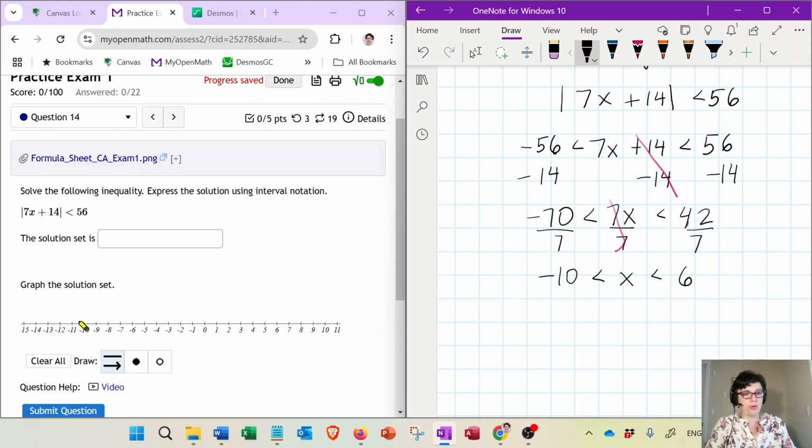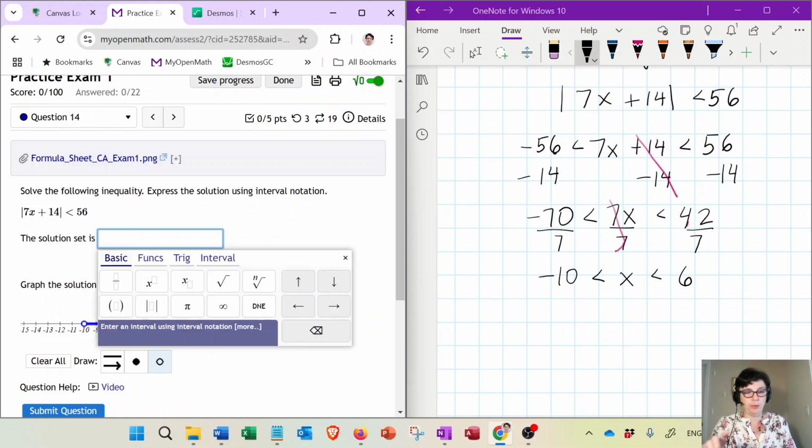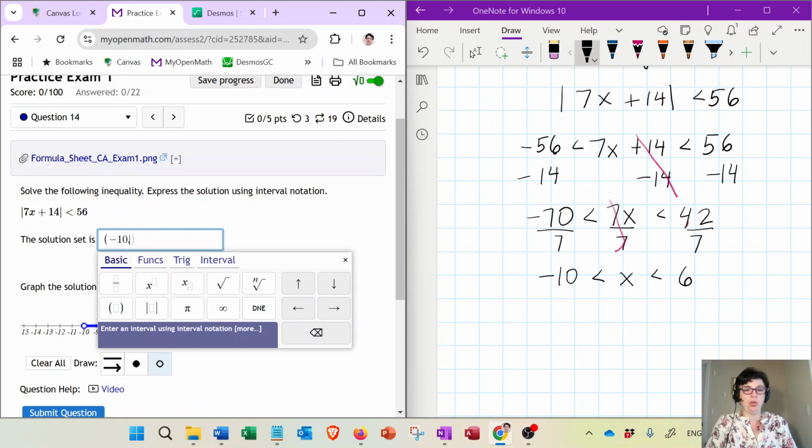Now, when I graph it, I'm going to start at negative 10, go to 6. Now, I need to decide what happens on the ends. Is it going to be a solid dot or empty dot? Because this inequality is strict, so this is like less than, then we're going to place an empty dot for each side. And then when we put it in interval notation, we're going to use parentheses.